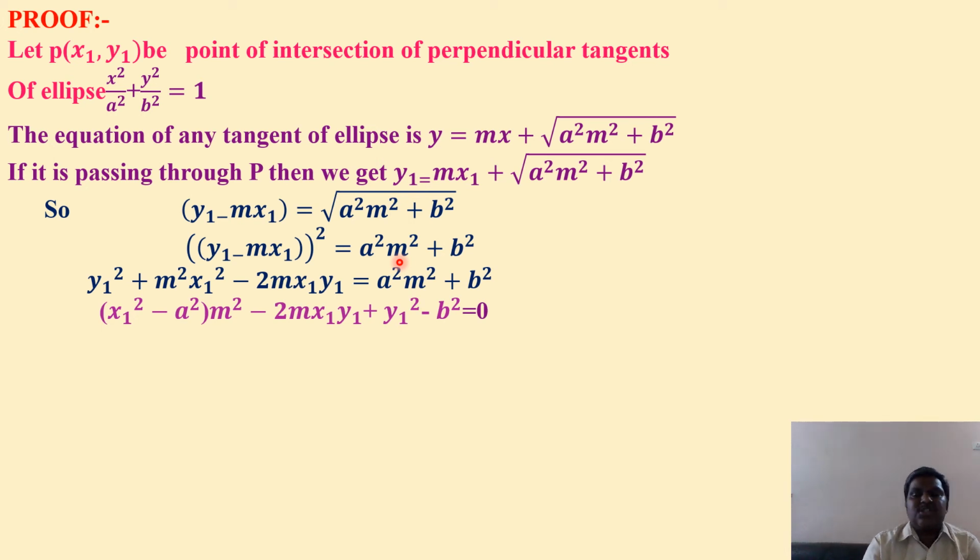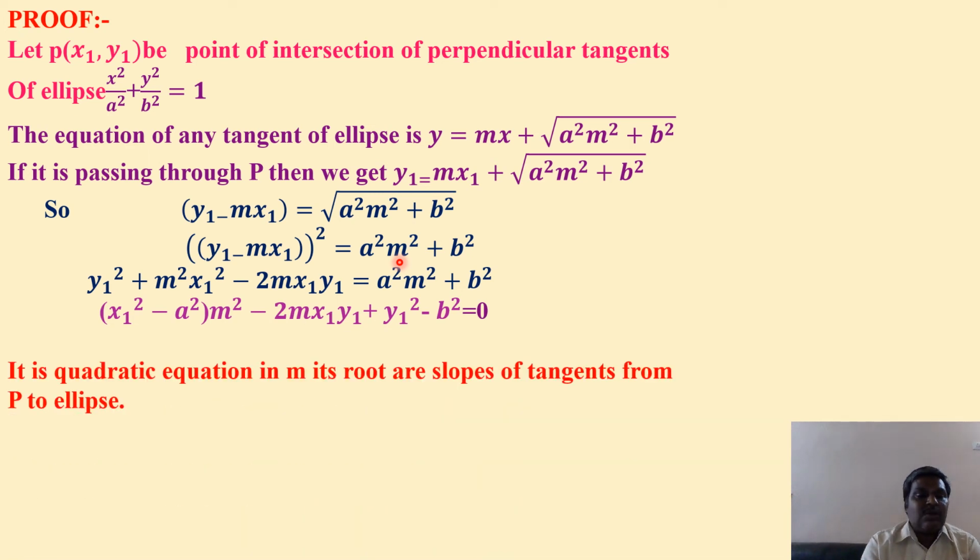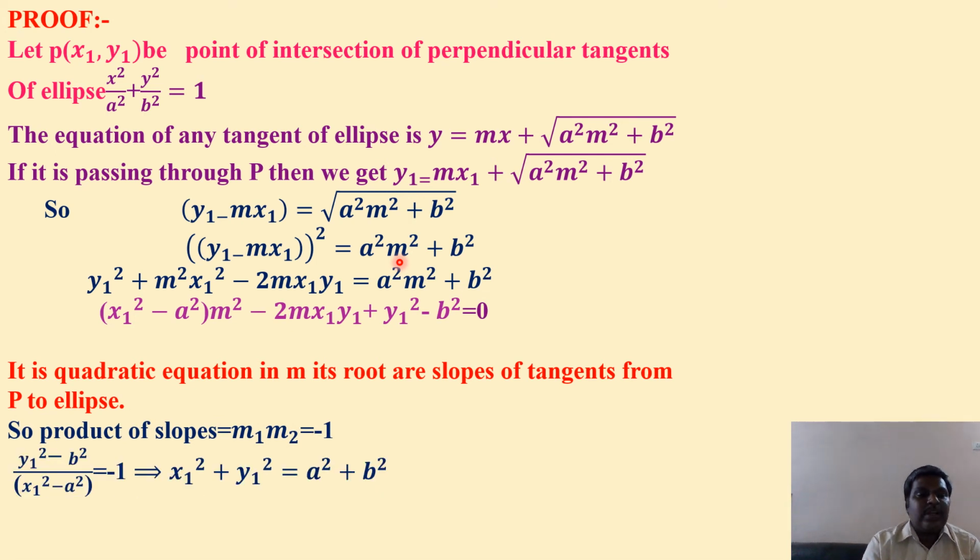It has two roots, say m1, m2. What are the roots? These are the slopes of tangents drawn from P(x1, y1) to your ellipse. But your tangents are perpendicular to each other. Therefore, their product of slopes must be equal to minus 1. Understand? It is a quadratic equation in m, so it has two roots m1, m2. Their product of slopes must be equal to minus 1. This is m1 m2 equal to minus 1. So the product of slopes is what? (y1 square minus b square) by (x1 square minus a square) is equal to minus 1.